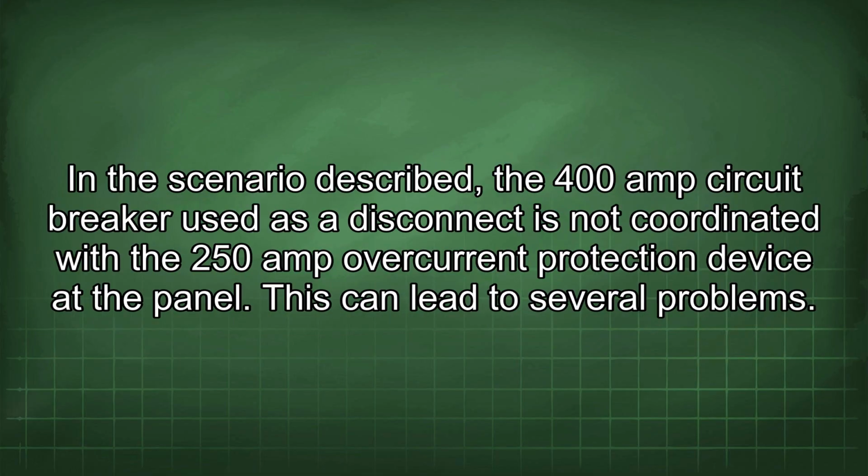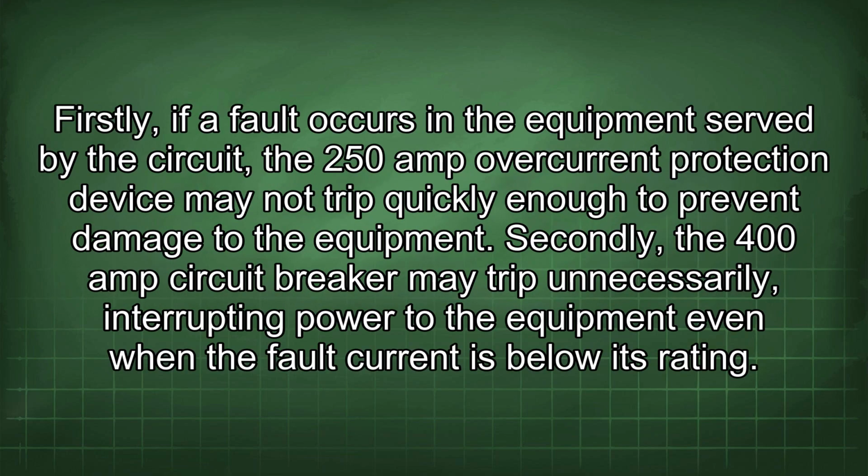In the scenario described, the 400 amp circuit breaker used as a disconnect is not coordinated with the 250 amp overcurrent protection device at the panel. This can lead to several problems. Firstly, if a fault occurs in the equipment served by the circuit, the 250 amp overcurrent protection device may not trip quickly enough to prevent damage to the equipment. Secondly, the 400 amp circuit breaker may trip unnecessarily, interrupting power to the equipment even when the fault current is below its rating.